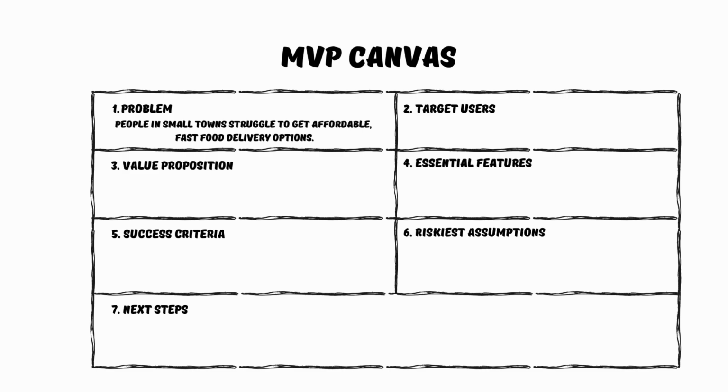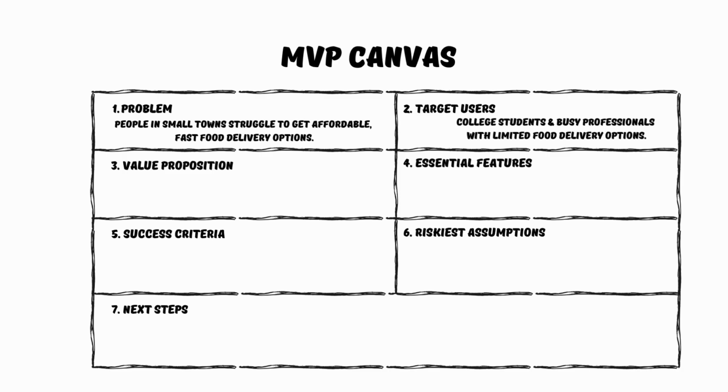Next, you will define your product's target users. Be as specific as possible. Who are the people experiencing this problem most intensely? For example, your target users might be college students and busy professionals in small towns with limited food delivery options. Understanding your users is essential because it ensures you're building the right features for the people who need them most.